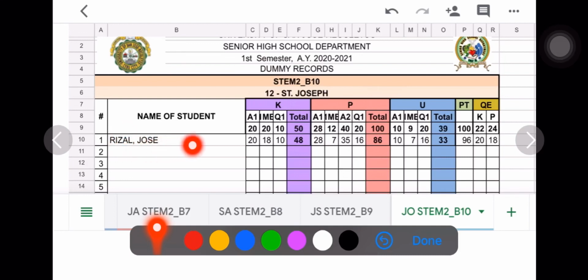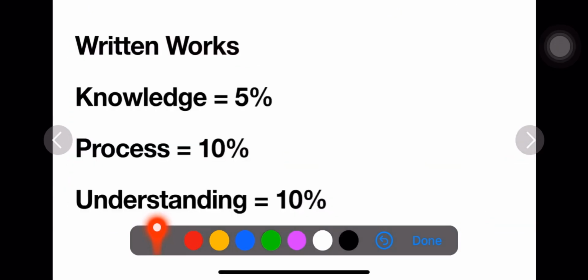Right? So here you have the scores of Rizal Jose. So the scores of Rizal Jose are the following: 20 for A1, 18 for first monthly exam in knowledge, and 10 for quiz 1. Okay, and so on. So those are the scores of Rizal Jose. So going back, I've already oriented you about how you are graded.